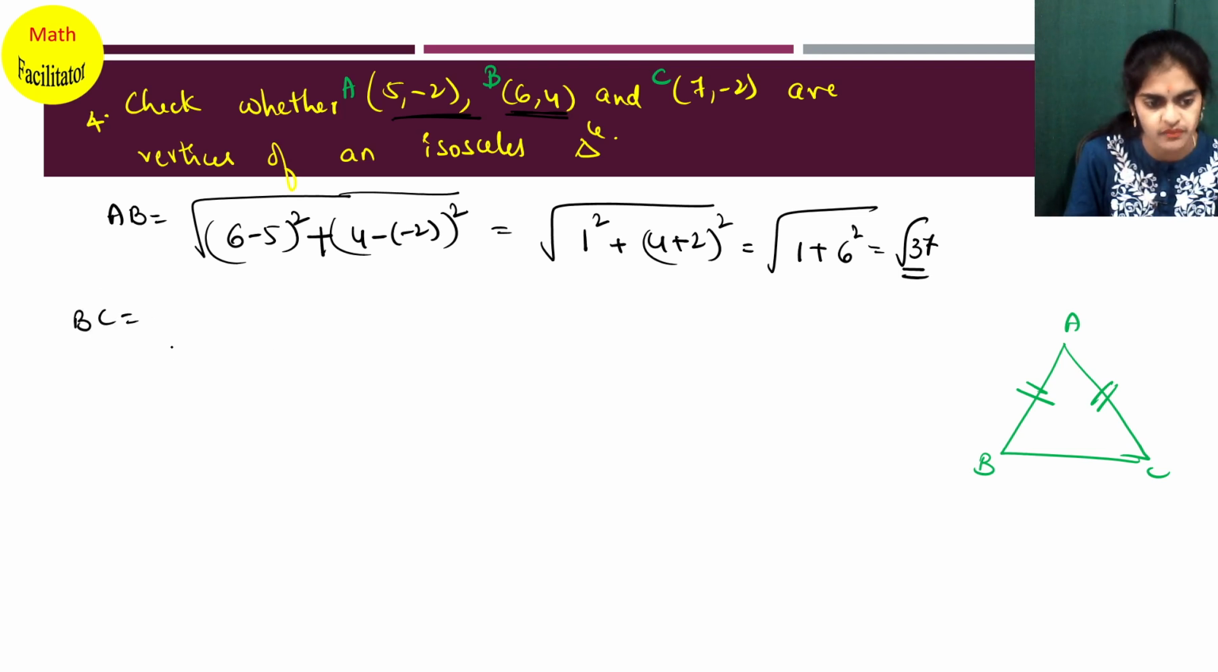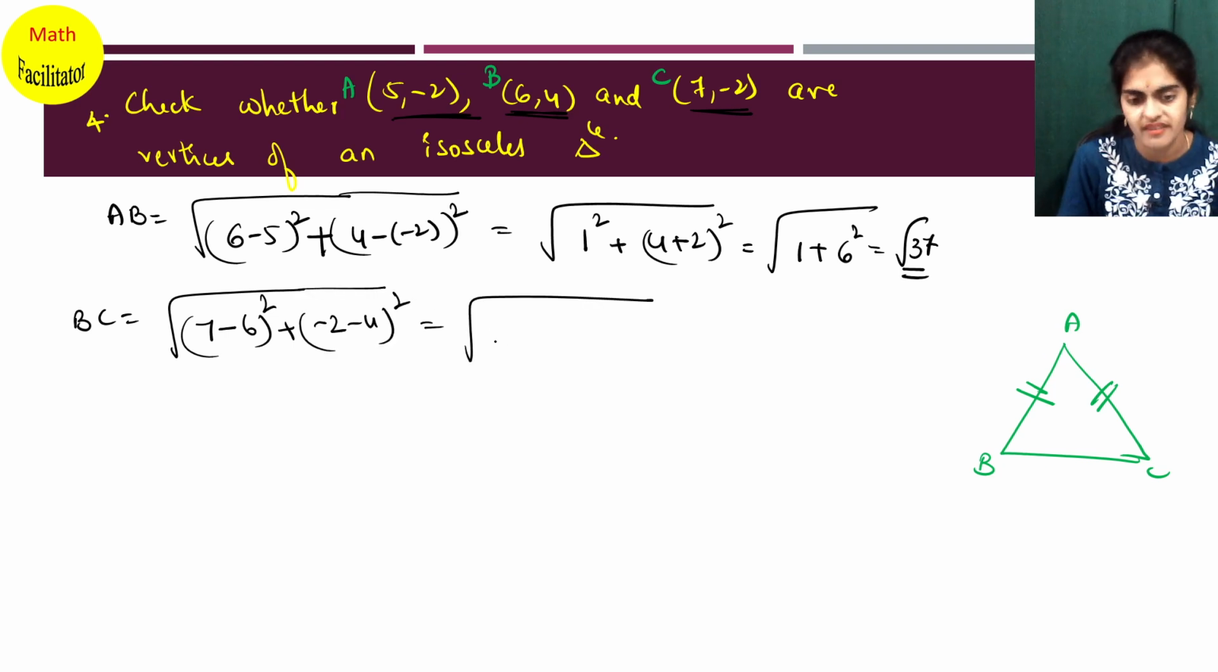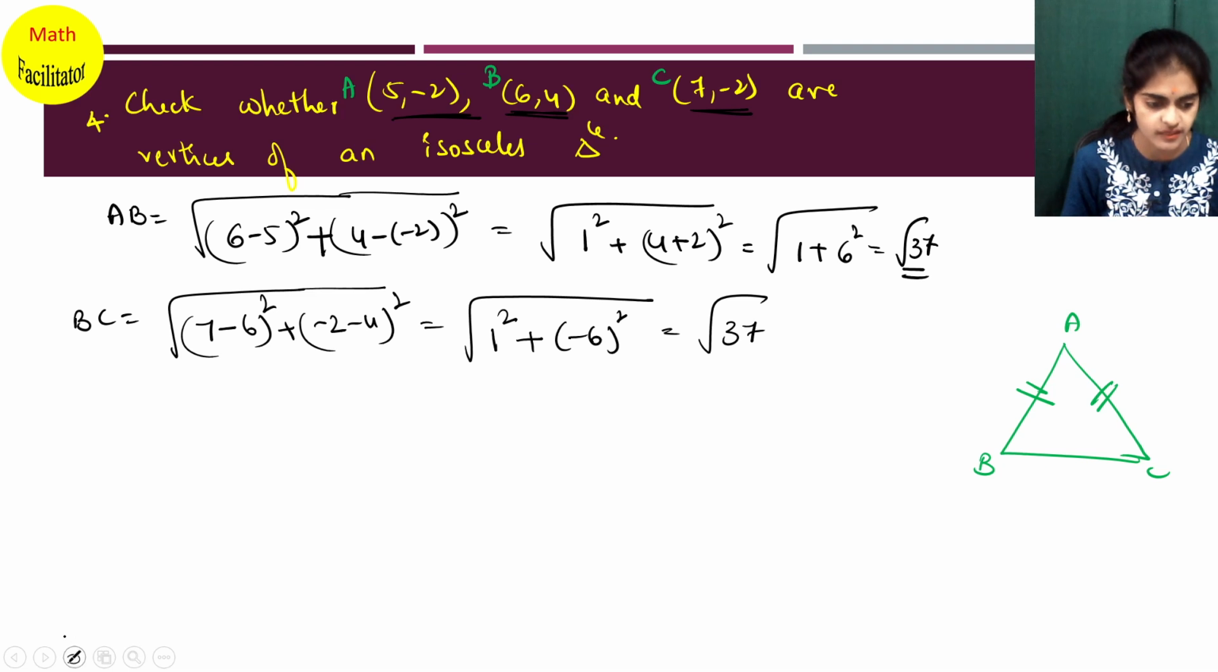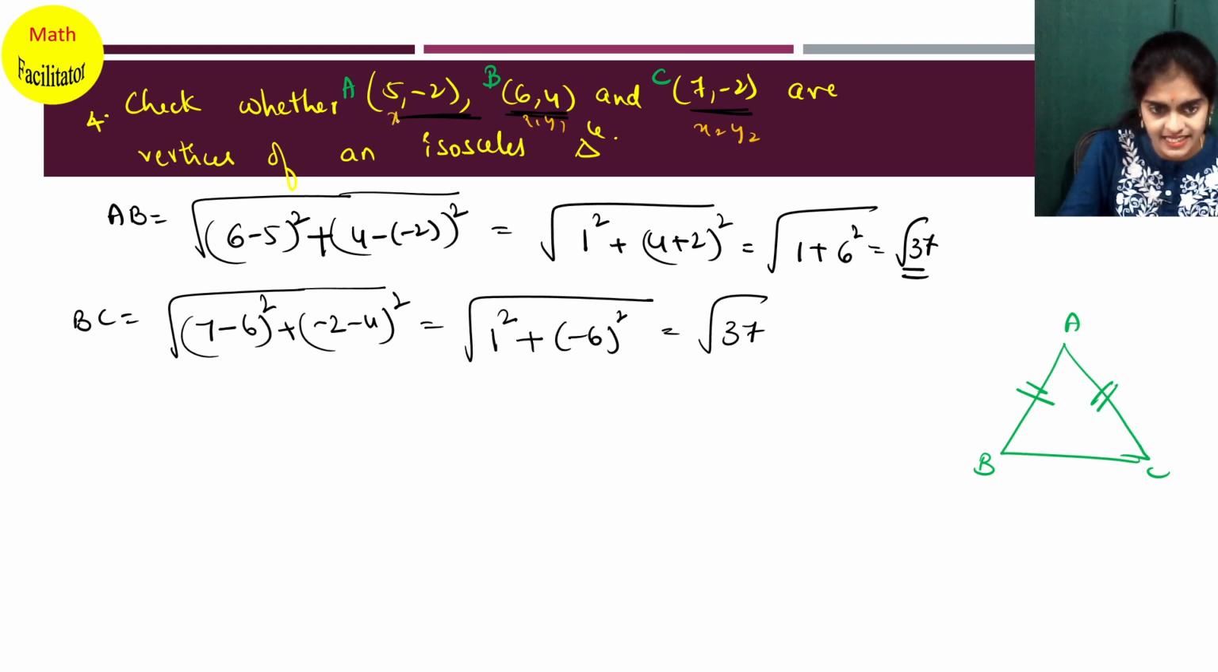Let us find BC. B and C now. So x2 minus x1. So 7 minus 6 whole square plus y2 minus y1, minus 2 minus 4 whole square. So root over 7 minus 6 is 1 plus this is minus 6 whole square. So how much are you getting again? Root 37 you will get. See here, this we are taking as x2 y2 and this is x1 y1. So again, now for AC, let us take this as x1 y1 because already we have taken this as x2 y2. So for AC, C is x2 y2 and A is x1 y1.